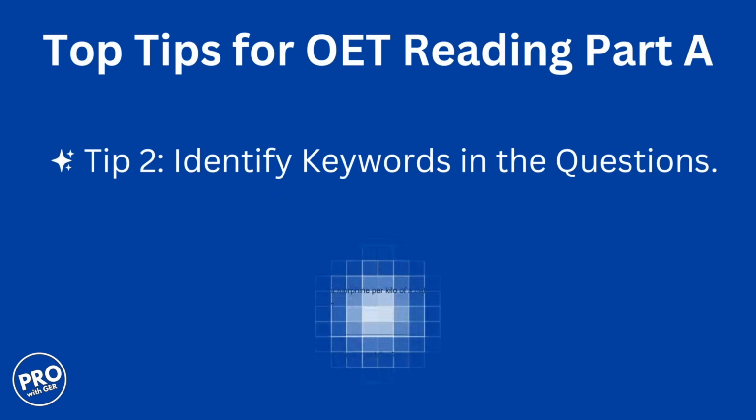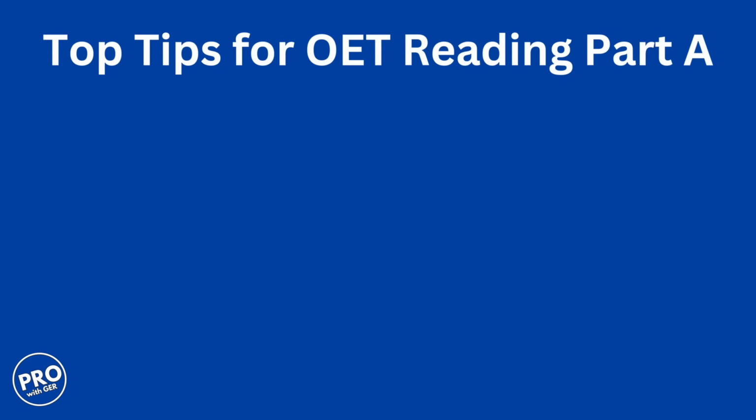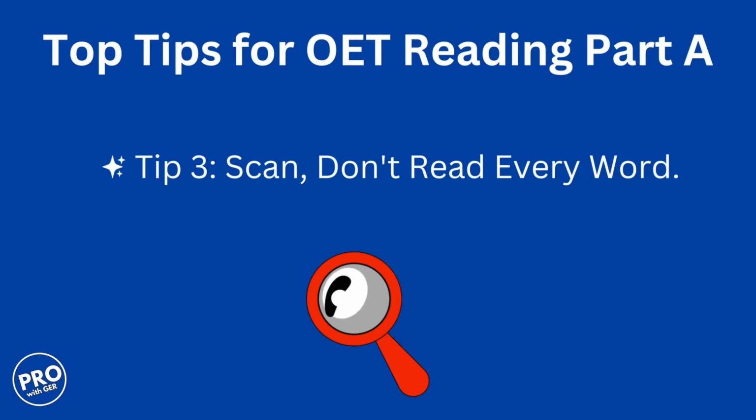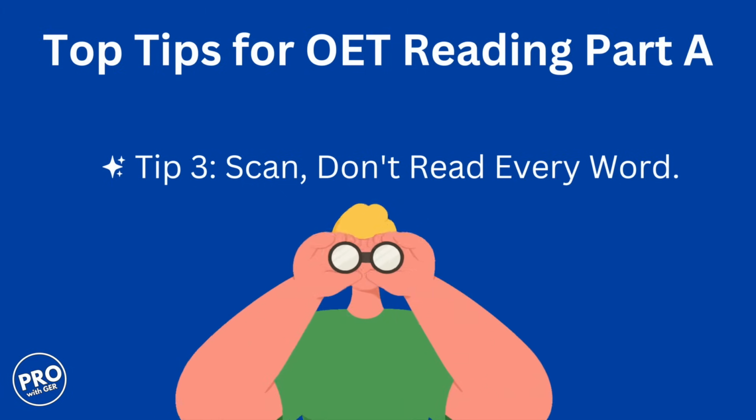Identify key words in the questions. Underline or mentally note the key nouns, verbs, and numbers in each question. These are your targets. Scan the text, don't read every word. Think of it like using a search engine. Your eyes should quickly scan the text, looking for your keywords or synonyms.